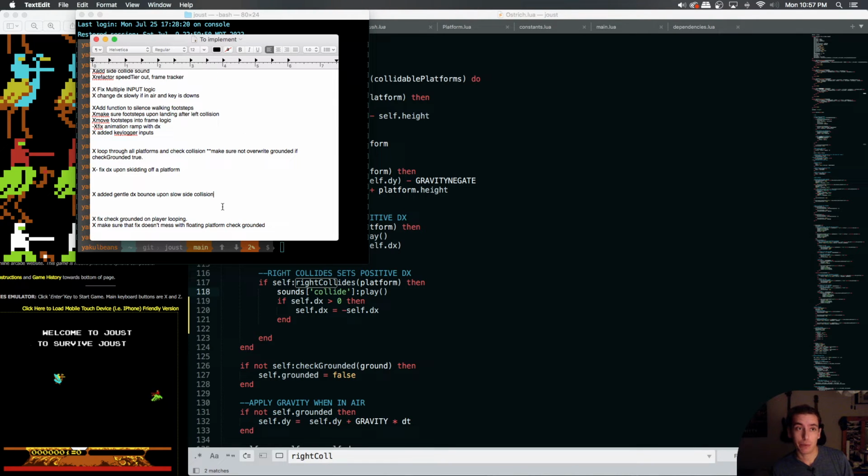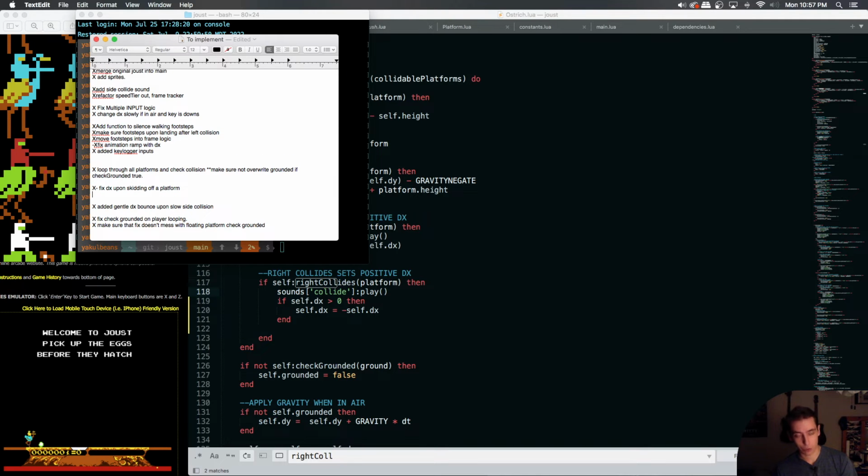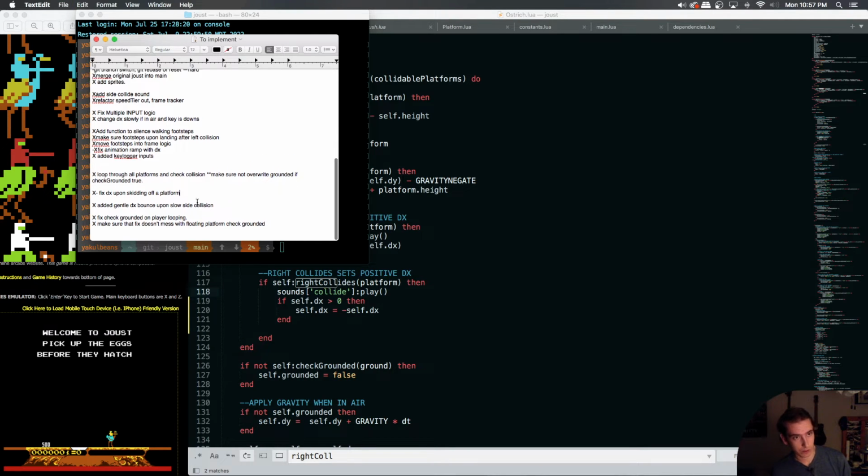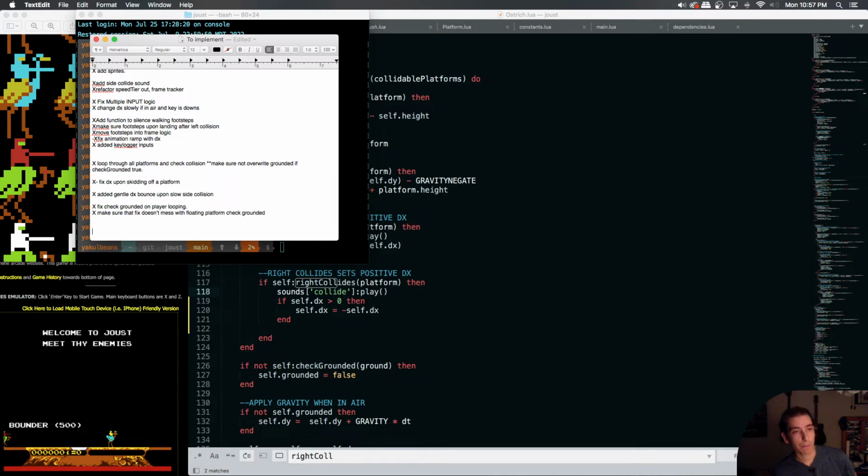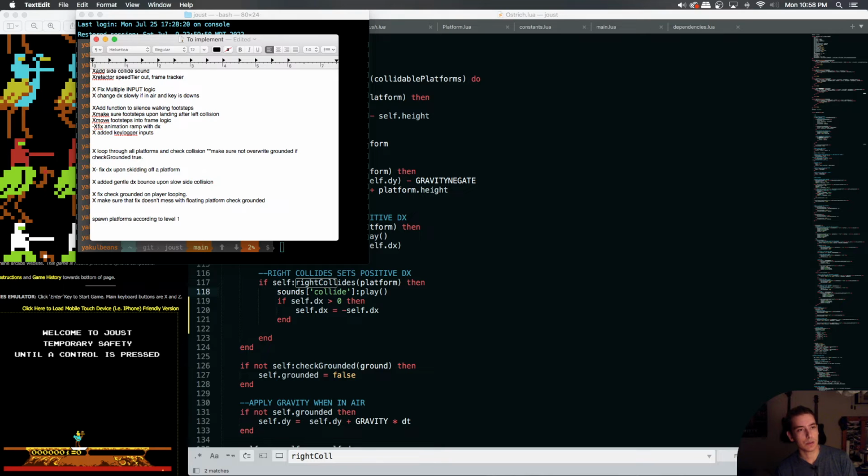I have to say I'm pretty happy with our main character at the moment. So I mean, that was the last problem I was kind of stumped with, was doing that gentle bounce. But now we need to spawn platforms according to level 1.